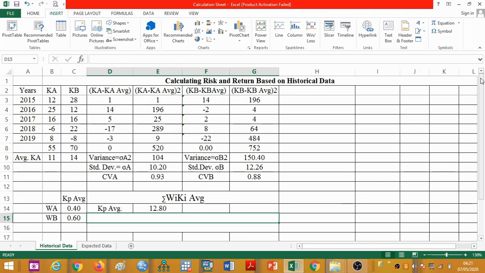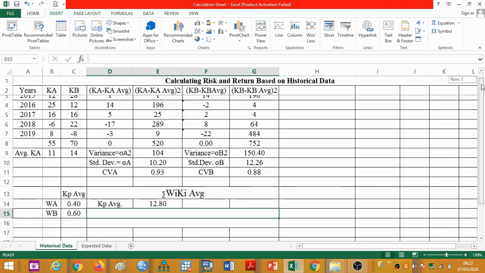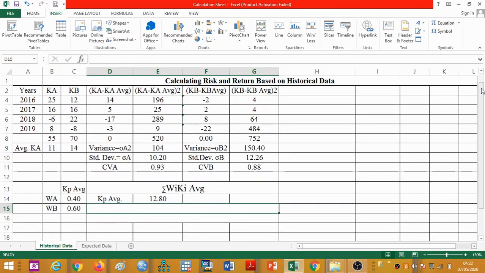Now the next step is to calculate the risk. You can see that the average rate of return of the portfolio is between security A and security B. So it's higher than the 11%, but it's lower than the 14%. The value can be closer to 14%, or closer to 11%, depending on the weightage. If we invest more in B security, the value will be closer to 14%. If we invest more in A security, the value will be closer to 11%, that is to the A security.